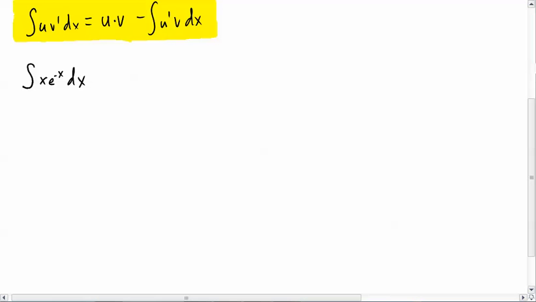So here's an example. I've got the integral of x e to the negative x dx. Okay, so how do I deal with this? How do I do this integral? You could try to deal with this in many different ways. You could try to use substitution, but go ahead, try it. It's not going to work. No matter how you do it, it's not going to work. Like I say, don't believe me? Go ahead, try it out.